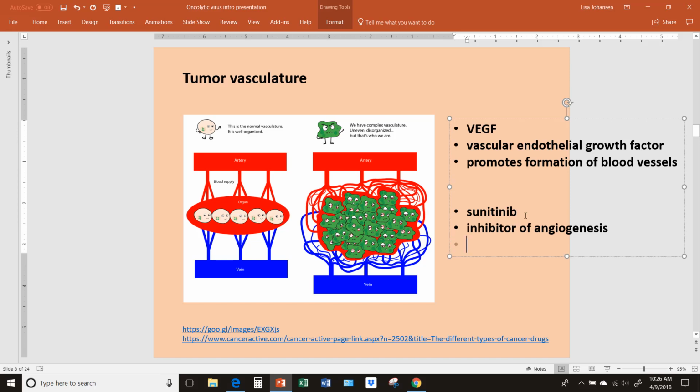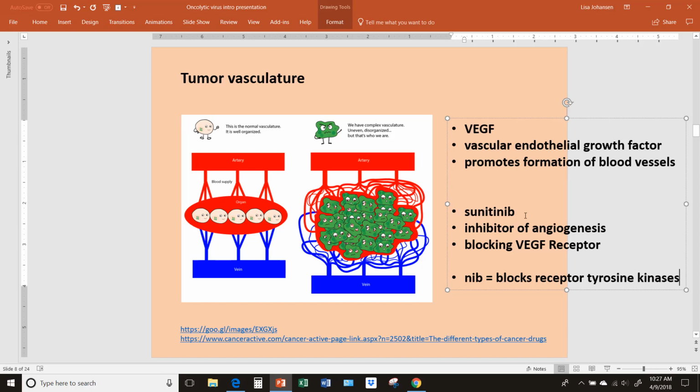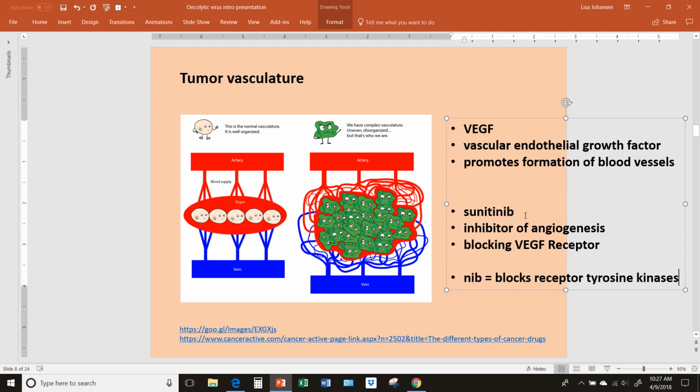Sunitinib works by blocking the VEGF receptor. So one kind of interesting thing is whenever you see NIB in a cancer drug, NIB means it blocks receptor tyrosine kinases. So hopefully you learned about these receptors in cell biology. So there's lots of different drugs with the ending NIB, and it means they're a receptor tyrosine kinase blocker. Sunitinib is specific to the vascular endothelial growth factor. So it can block the activity of VEGF and block or inhibit angiogenesis, or the blood vessel growing.